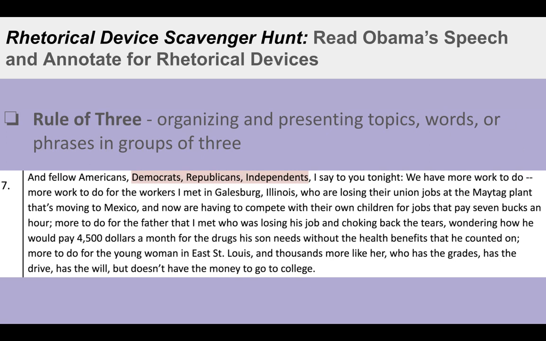He's talking to all Americans, but he uses an aside here to say that he's not only talking to Americans, but he's specifically talking to Democrats, Republicans, and Independents. He's using the rule of 3 here to really emphasize his address is for all Americans, whether a Democrat, Republican, or someone who falls in between. In this paragraph, there is another example of the rule of 3. If you want to, go ahead and pause now and see if you can find the second use of the rule of 3 in this paragraph.